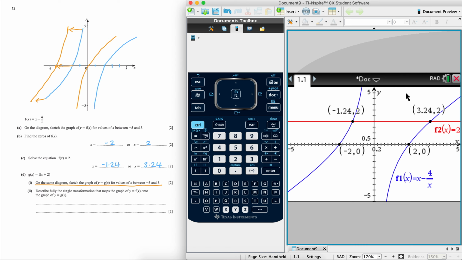And then describe fully the transformation. So it's what we call a translation. Okay, it's a translation, which means a shift or a movement. So translation of -2 in the x direction. Okay, or you can put 2 in the x direction to the left. But either way, it's a shift of 2 in that x direction.